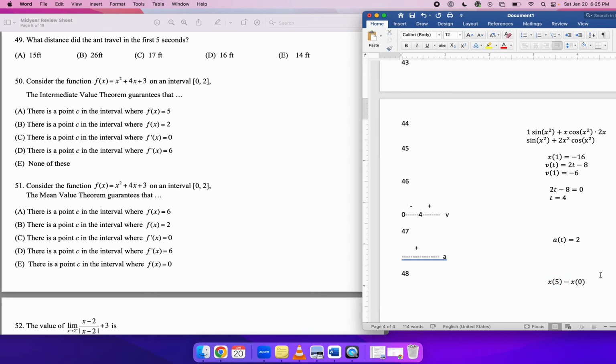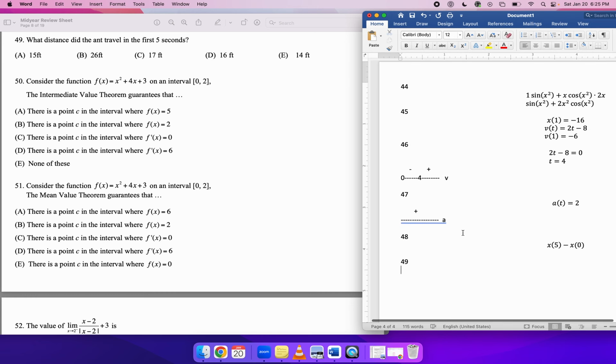What distance did he travel during the first 5 seconds? Well, that's much more annoying. For distance traveled, you have to figure out the intervals of one directional motion, like when is the ant moving left, when is the ant moving right. Then you've got to compute the displacement over each of those intervals, make those displacements positive, and add them together.